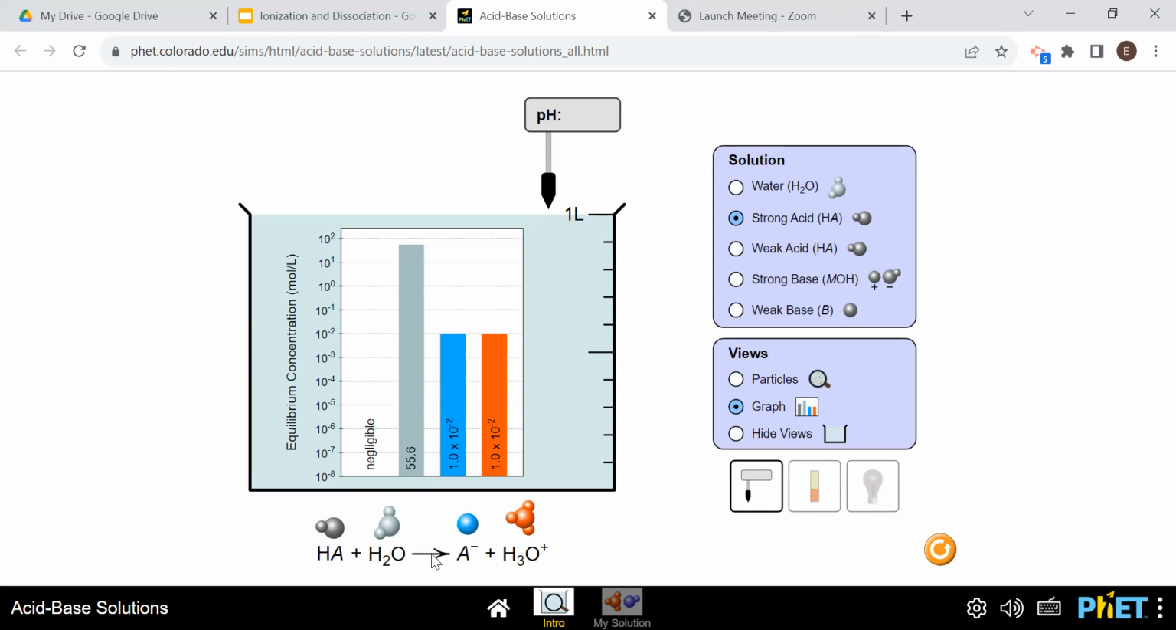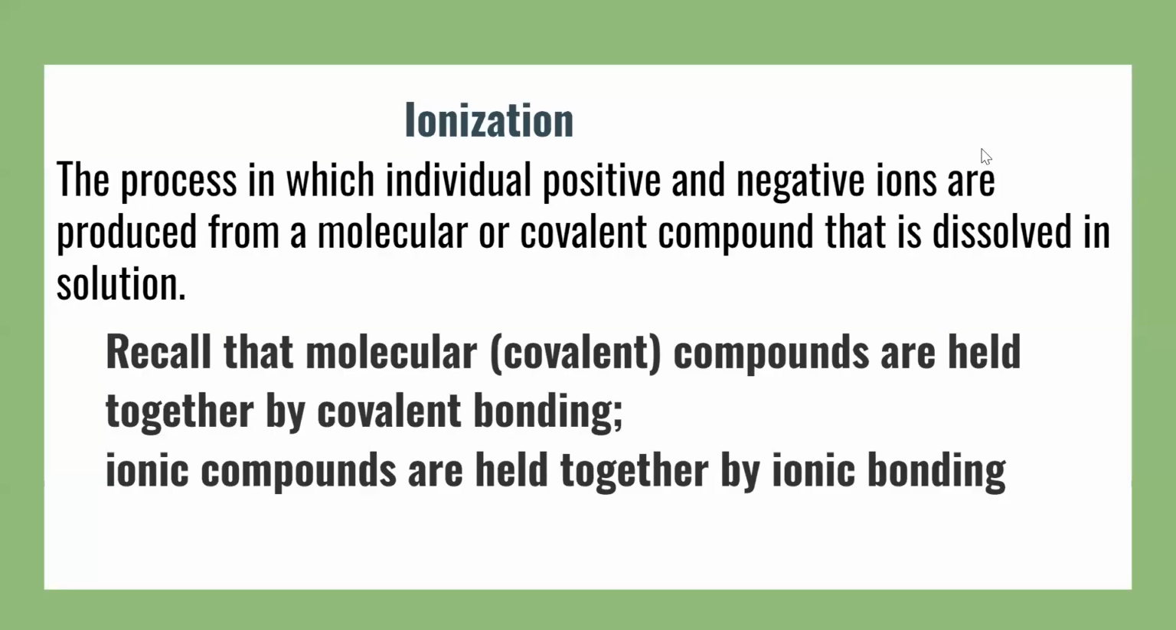Okay. So this is ionization. It's not dissociation, it's ionization. So ionization is the process in which individual positive and negative ions are produced from a covalent compound that is dissolved in solution or in water. Remember, you went from acid in water, almost everything is 100% ionized. Okay. Remember that covalent compounds are held together by covalent bonding, while ionic compounds are held together by ionic bonding.